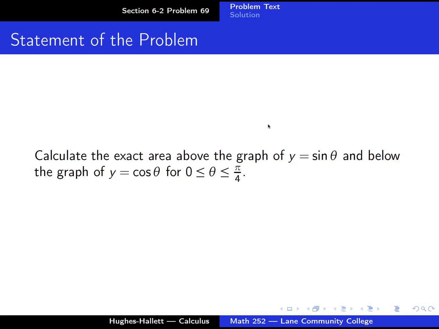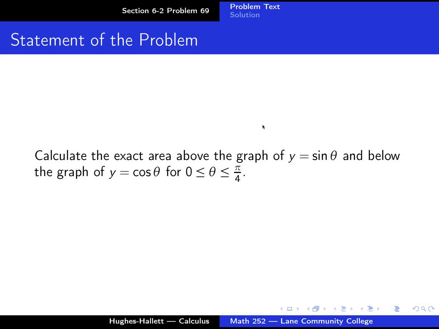Welcome to Math 252. We're working on problem 69 from section 6.2 of the Hughes-Hallett text. In this problem we've been asked to calculate the exact area above the graph of y equals sine theta and below the graph of y equals cosine theta for theta values between 0 and pi over 4.